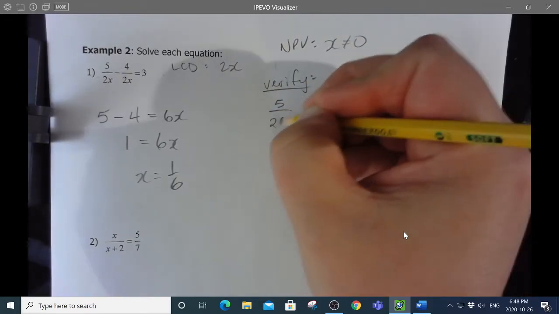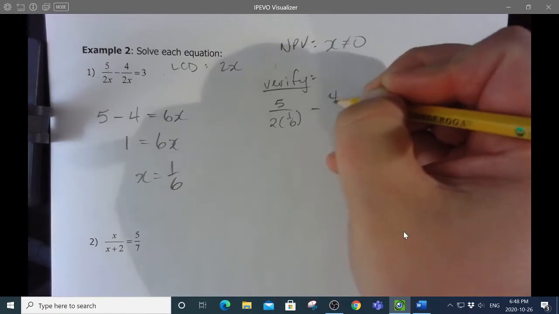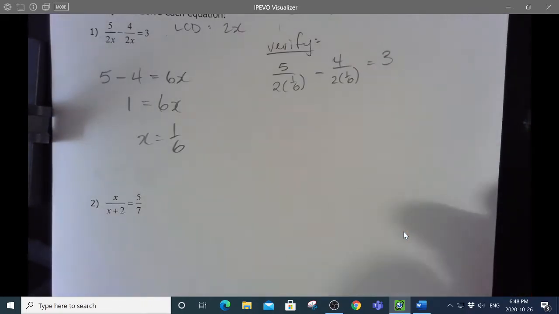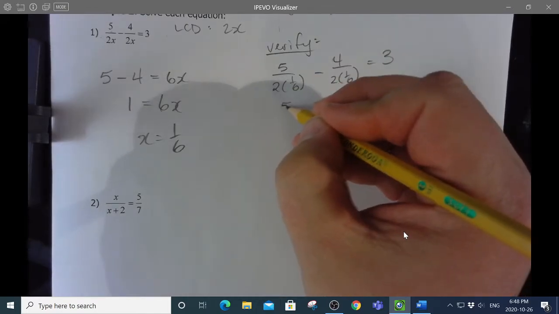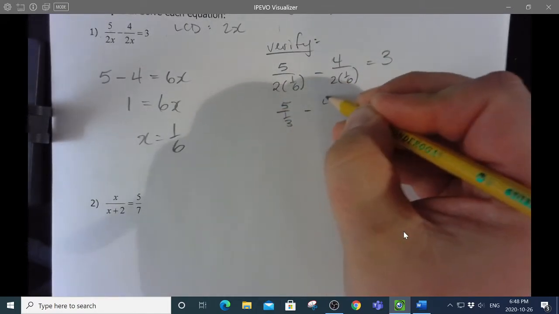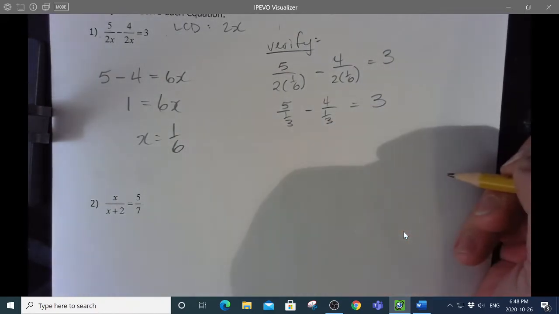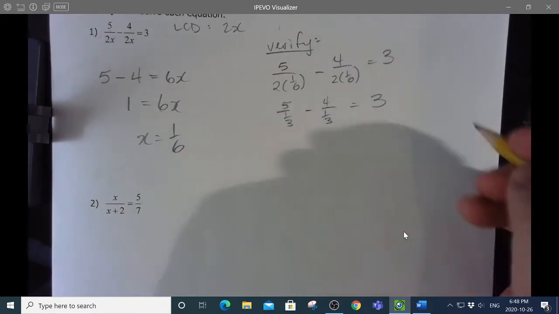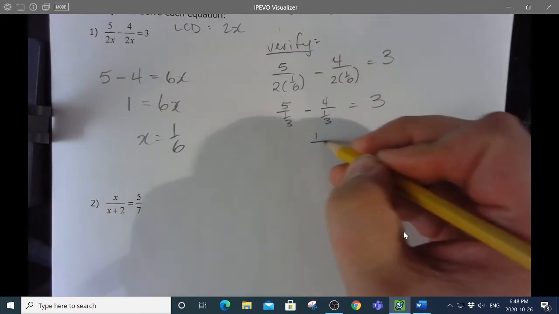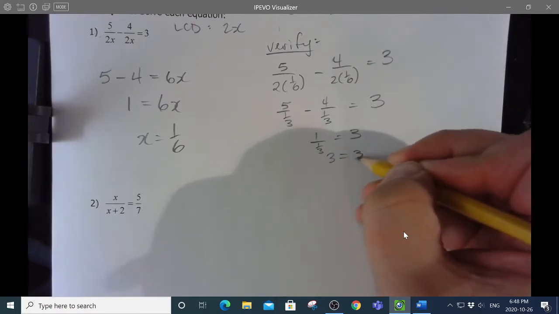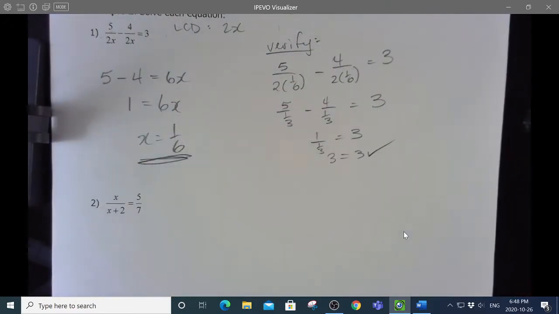5 over 2 times a sixth minus 4 over 2 times 1/6 is equal to 3. Is this a true statement? That's 5 over 1/3 minus 4 over 1/3 is equal to 3. These kind of already have a common denominator, so I'm just going to use 1/3 as my denominator. 5 minus 4 is 1 over 1/3. And yeah, 1/3 goes into 1 3 times. So yep, that is the correct answer.